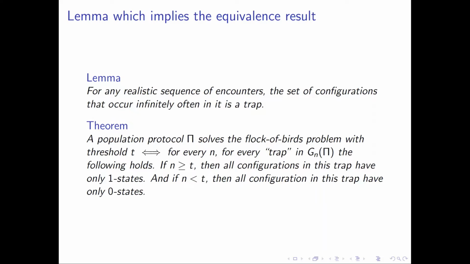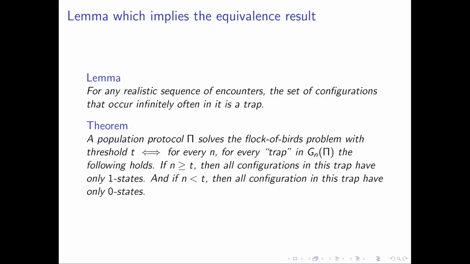The easier direction is to show it from right to left. So assume that for every trap in Gn of pi, there is only one state. Let's consider the case that n is at least t; the other case is similar. Then we have to show that if we run our protocol over any realistic sequence of encounters, then from some moment there will be only one state.